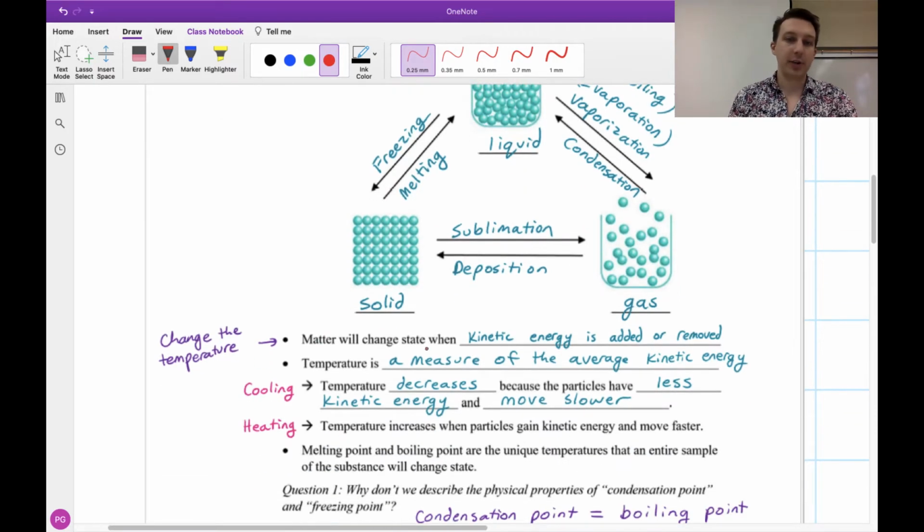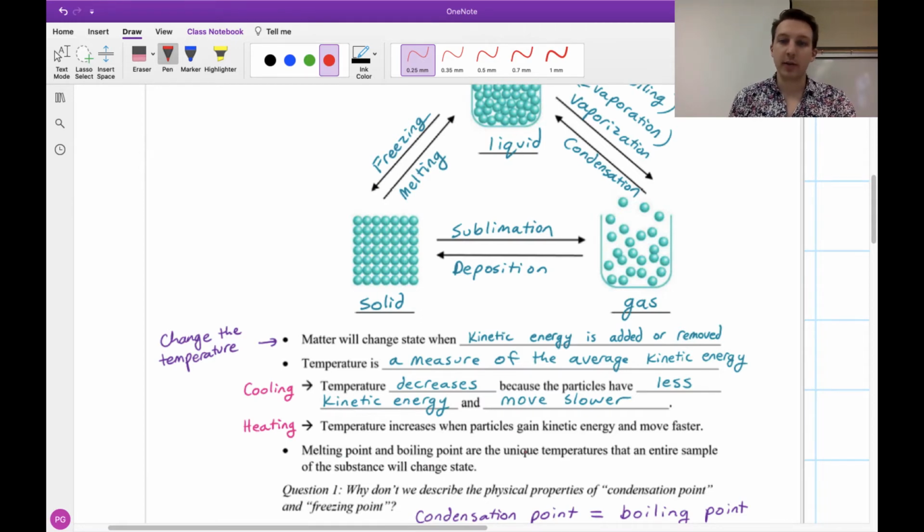Now, how can we understand these changes of state using kinetic molecular theory? Well, when matter changes state, it's because kinetic energy is added or removed. So we're going from states with high kinetic energy to lower kinetic energy, or in the other direction. And temperature is the measure of the average kinetic energy. So if our temperature decreases, the particles have less kinetic energy, they move slower, and the same in reverse. If we heat something up, they increase their kinetic energy and move faster. And if you do this enough, you can go from a state where all of our particles are moving in a certain way to moving in a different way because their kinetic energy increases beyond a certain point.